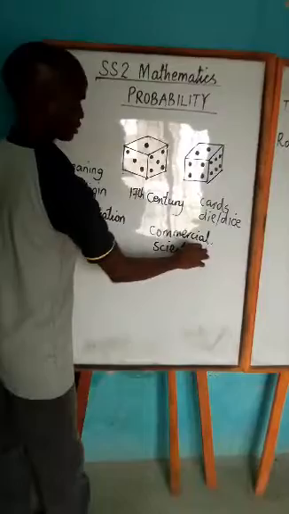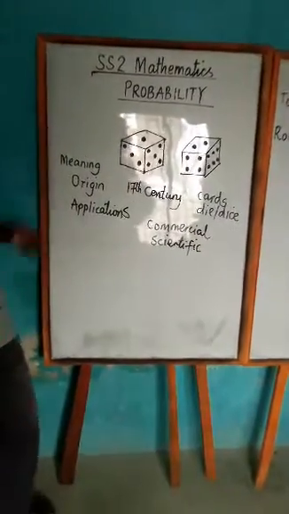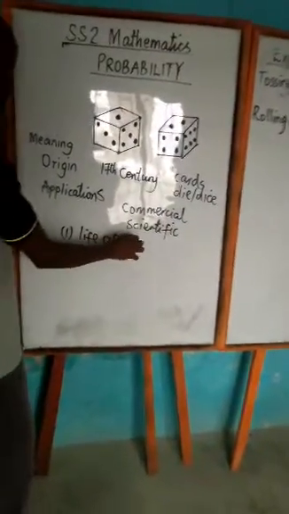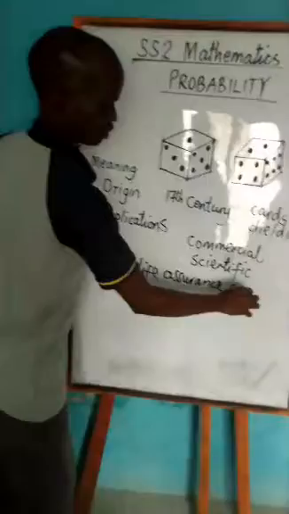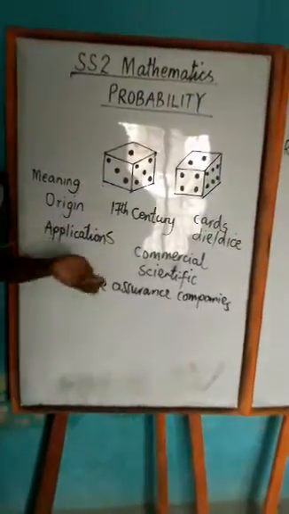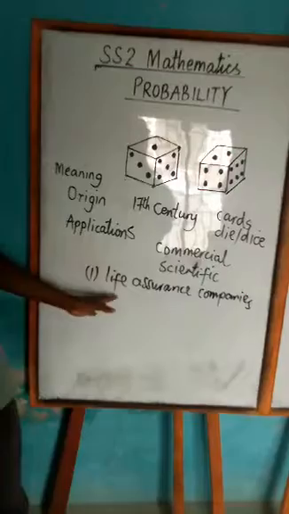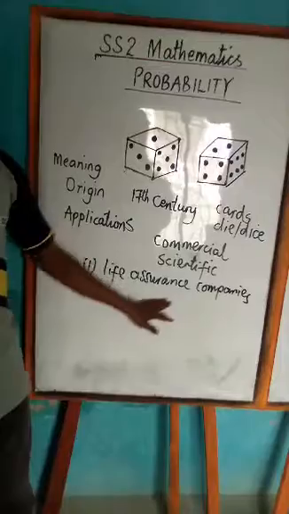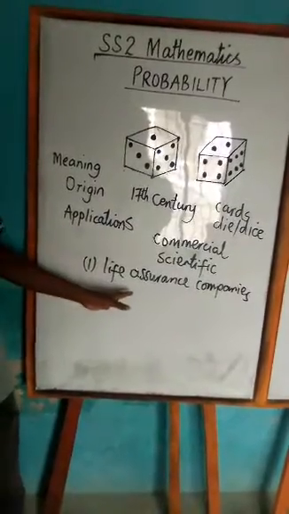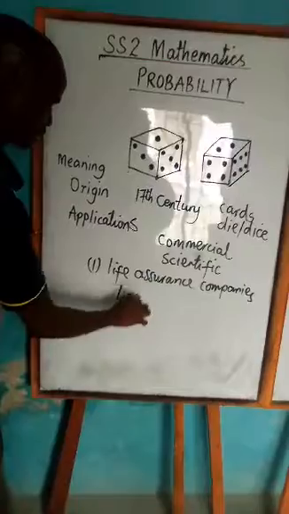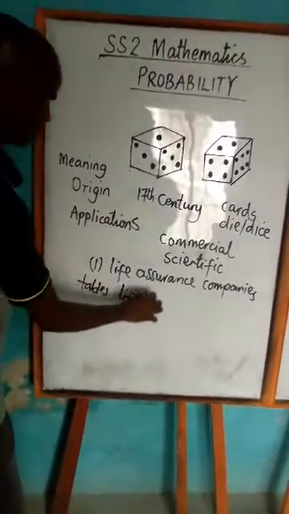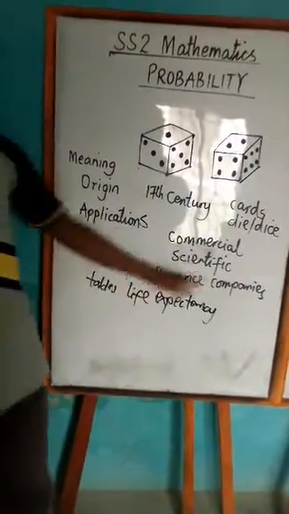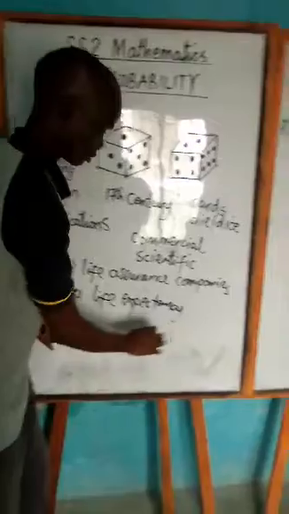scientific applications. One of them is in life assurance companies or in insurance matters. How? They use tables. These companies use tables to help them calculate the tables of life expectancy in order to help them calculate their premiums. Okay?